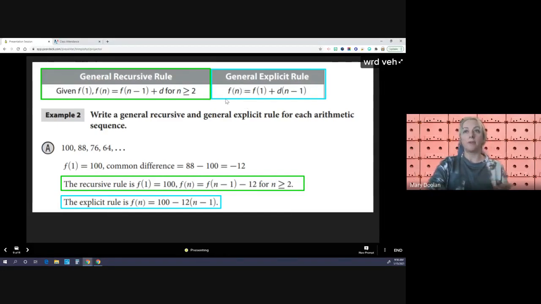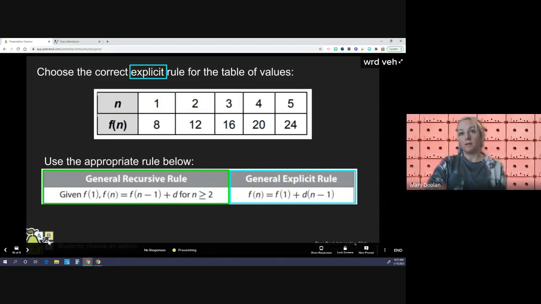The explicit rule, okay, here's our general rule here. You write f of n equals f of 1, but we know what f of 1 is. So we write f of n equals 100, and then we put plus d times n minus 1, okay? D is negative 12, so plus negative 12 is minus 12 times n minus 1. And that's it. Okay.